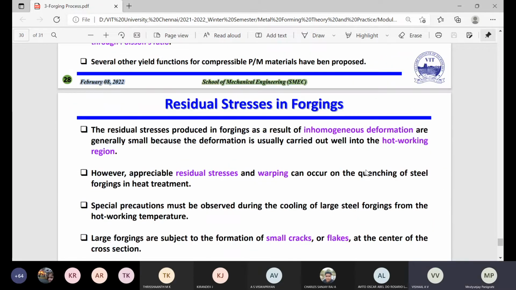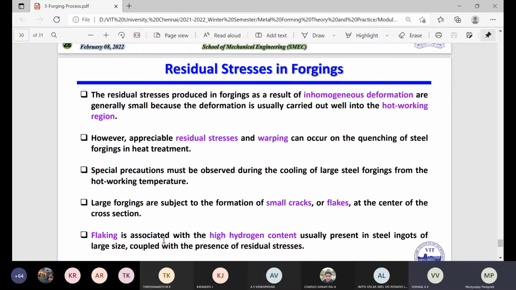Yeah. So then it is the last part of this presentation, the residual stresses in forging. Of course, we have talked about it in the beginning also; somebody was asking how to remove residual stresses when we talked about heat treatment. But now in forging also, in a similar way, how are the residual stresses in forging found? The residual stresses produced in forging as a result of inhomogeneous deformation are generally small because the deformation is usually carried out well into the hot working region.